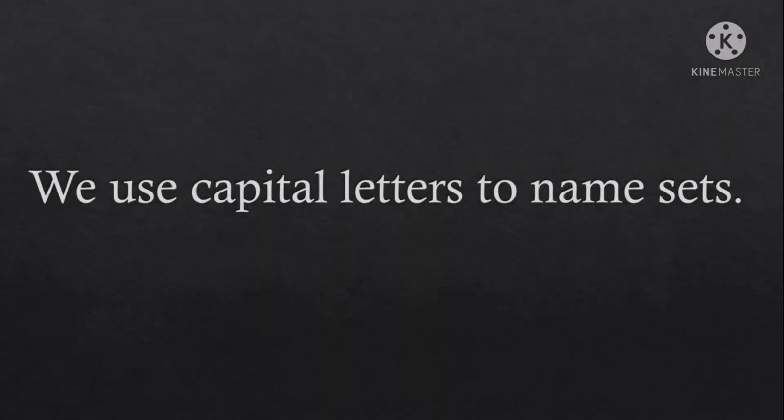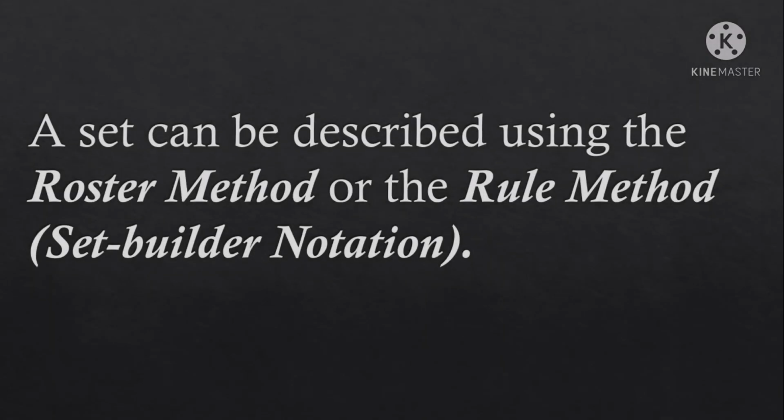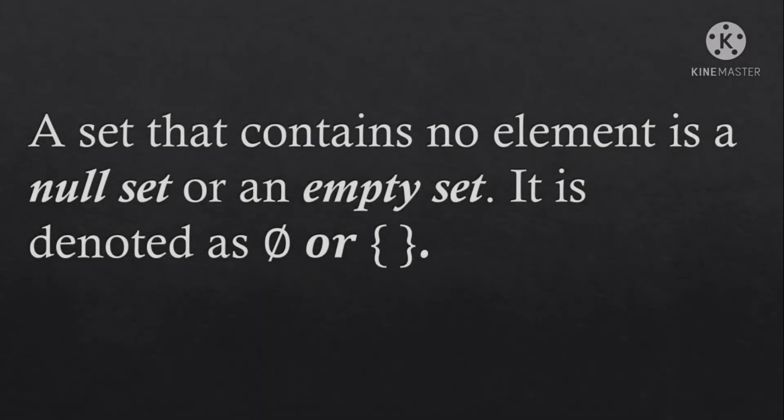And of course, let us not forget to use capital letters to name sets, such as in natural numbers, we use capital N for naming natural numbers. Next, a set can be described using the roster method or the rule method or the set builder notation. This is the way we write the set in writing the elements of such. And the set that contains no element is a null set or an empty set. And it is denoted as the symbol shown by the slide.